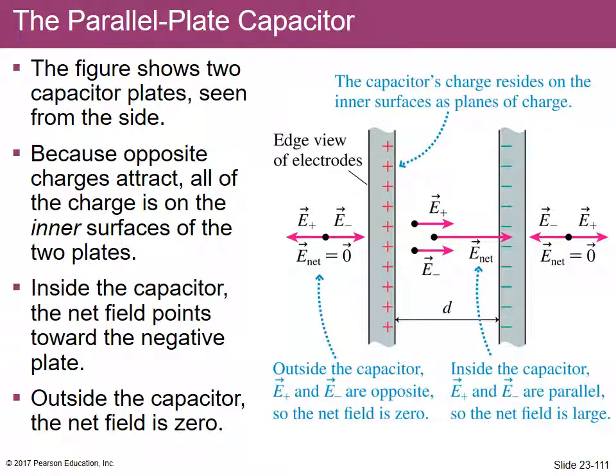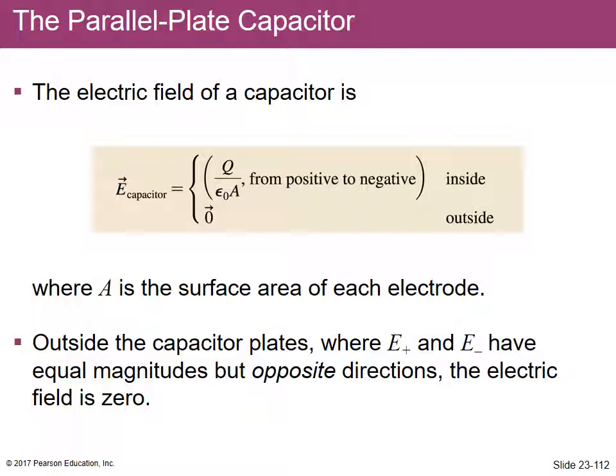The figure shows two capacitor plates seen from the side. We use the law of superposition and the fact that the field due to the plane of charge does not depend on distance. Because the opposite charges attract, all of the charge is on the inner surfaces of the two plates. Inside the capacitor, the net field points toward the negative plate. Outside the capacitor, the net field is 0.